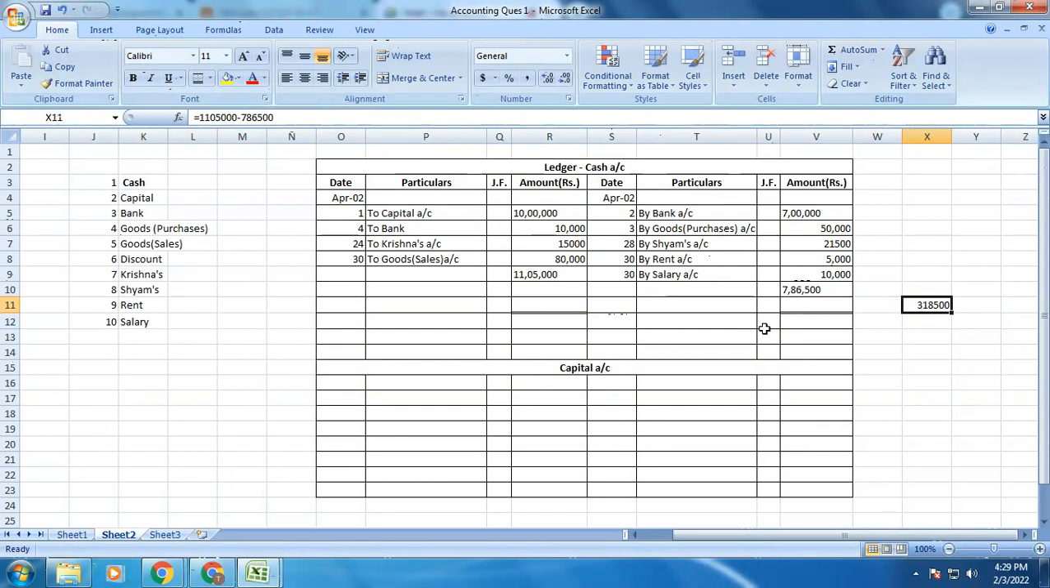3,18,500. So when we have totaled both sides and calculated the difference, I am now going to rub off these totals. Now I'm going to write down on the last day of the month, whenever I am balancing, by balance carried down, C oblique D, by balance carried down 3,18,500. This I will always write, the difference of the two sides, on the lighter side.